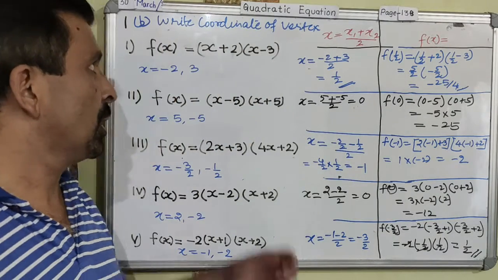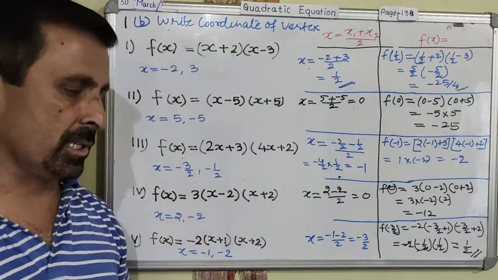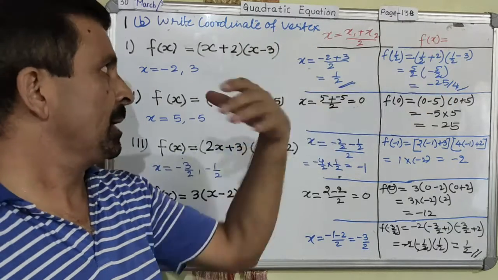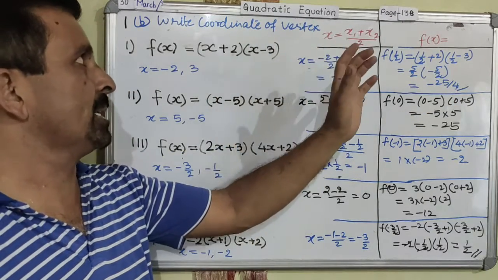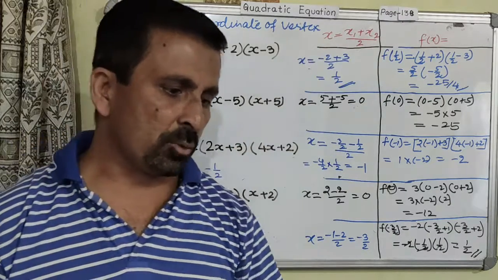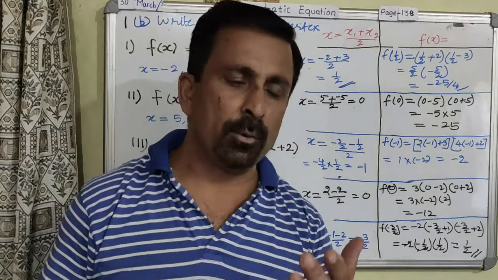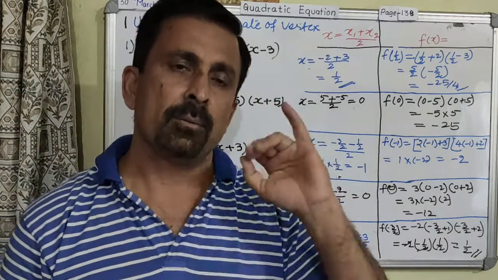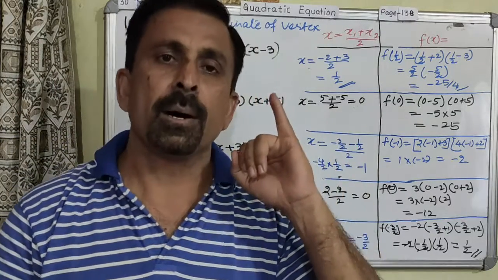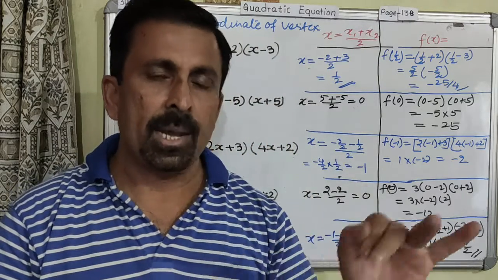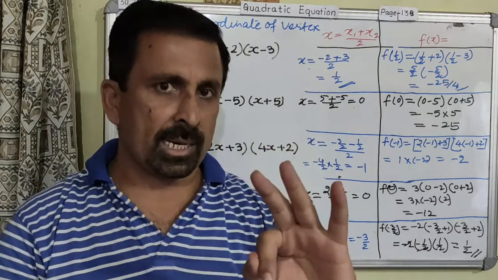So this way we have completed the x coordinate and the y coordinate, the coordinate of the vertex for all these 5 equations. First of all, we have calculated the x-intercept and the y-intercept, and now we have also calculated the coordinate of the vertex. The last part of this question C, I am leaving for you because I have done all the calculation. I have calculated all 3 things: the coordinate of the x-intercept, the y-intercept, and the vertex.